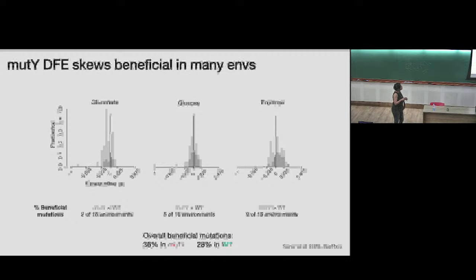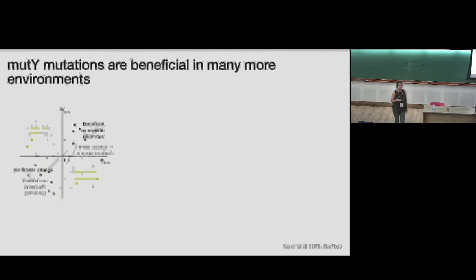Remember, even though we're calling this the mutator, we're still sampling only strains which have a single mutation. The mutator should have a higher mutation rate, but that's not playing a role here at all, because we're still sampling only every strain that has a single mutation. So why are there fewer beneficial mutations in wild type? Before I get to that explanation, I want to highlight a few other things that happen as a result of this DFE shift.